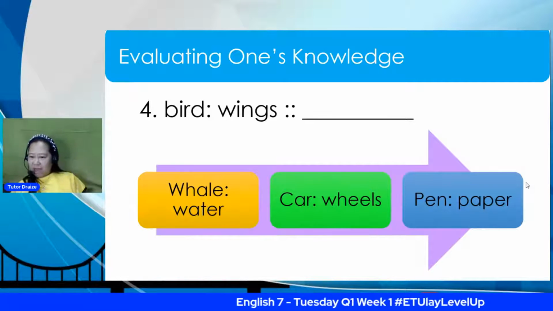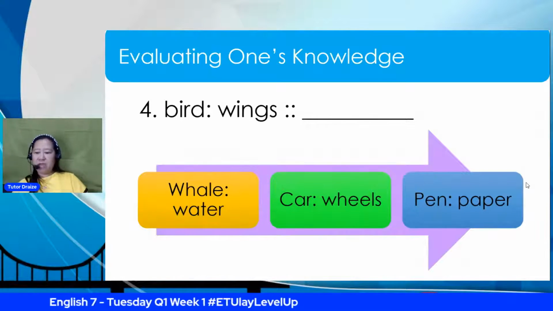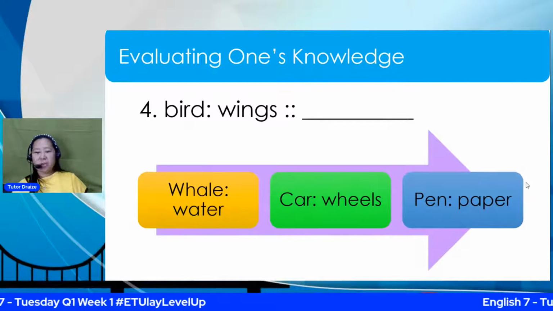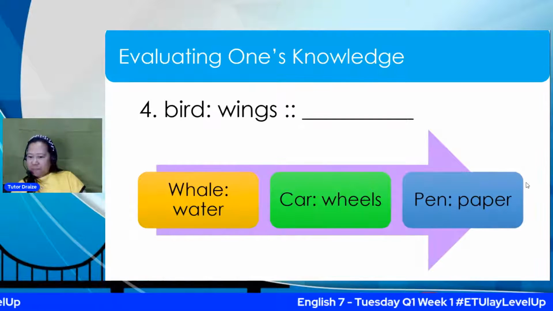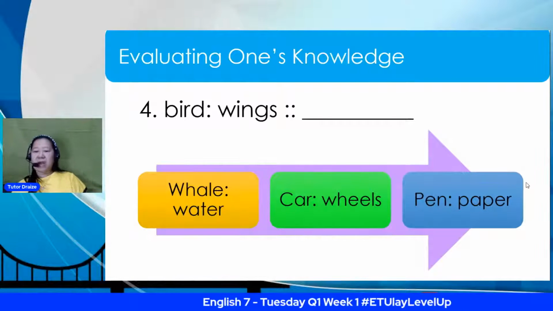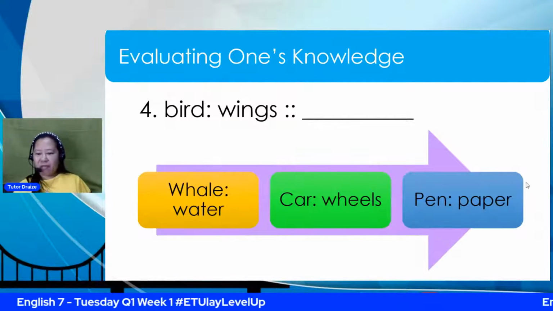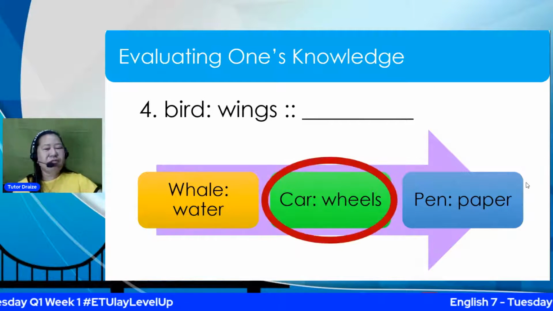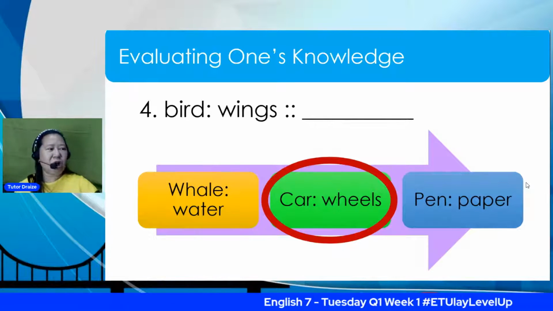Okay, we have answers now. Chanel is saying it's car to wheels. Guzman Sofia says whale to water. And Jan Darren has the same answer, car to wheels. Let us check if that is the correct answer. Very good. Maria Jaslane, your answer is correct. That's car is to wheels.